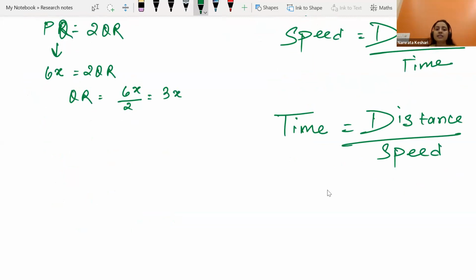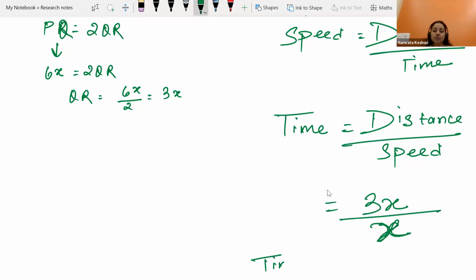Distance is 3x. If you want you can write QR over here. I'm writing directly: distance is 3x and speed is uniform speed x. Now time, are we getting time from here? Can you see time? We are getting 3 seconds.